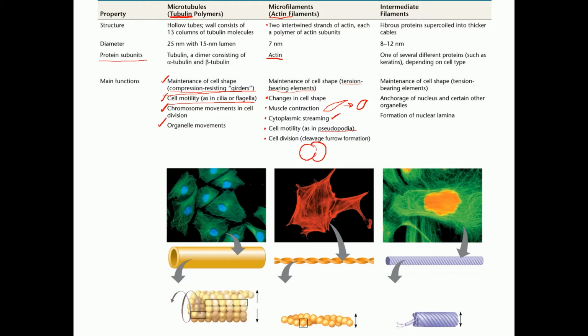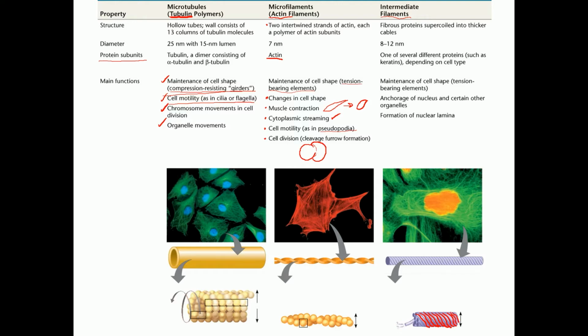Intermediate filaments are fibrous proteins supercoiled into thicker cables. They're thicker than the microfilaments are, makes sense, microfilament, intermediate filament. They are going to be made up of a couple of different proteins, perhaps keratin, and keratin is the protein that makes your hair and nails, fingernails, nice and hard. It also plays a role in keeping your skin nice and waterproof. These intermediate filaments play a role in maintenance of cell shape, anchorage of the nucleus and certain other organelles.